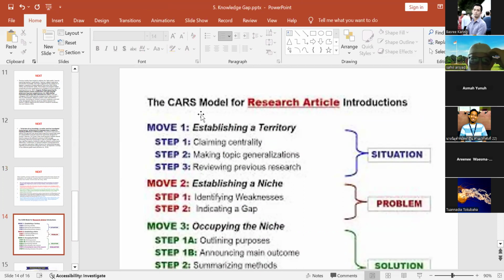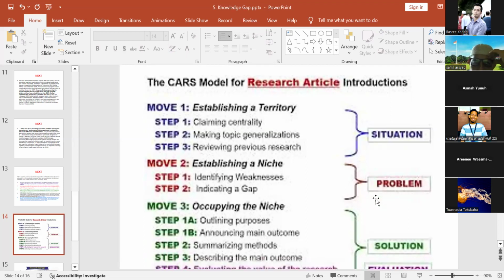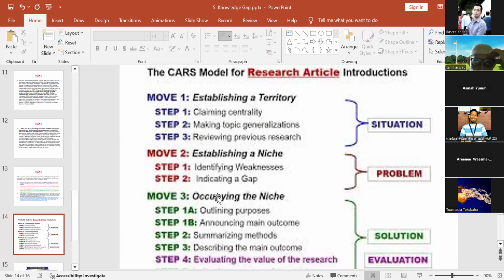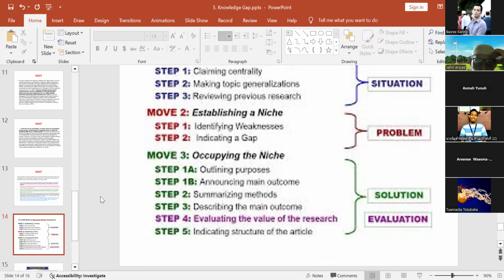Okay, so this is the CARS model again. Establishing the situation, the problem, and the solution. This is the model of a research article introduction. We have to explain or discuss the situation by claiming centrality, and then the problem, the research gap, and then the solution. Solution is Move 3. And evaluation is the result, and whether the solution is effective or not. And then we have to mention here the important results.